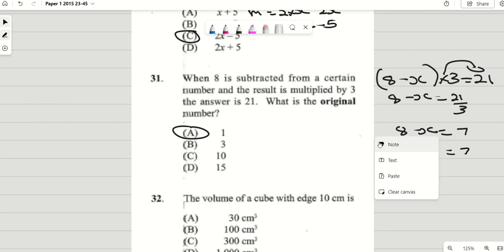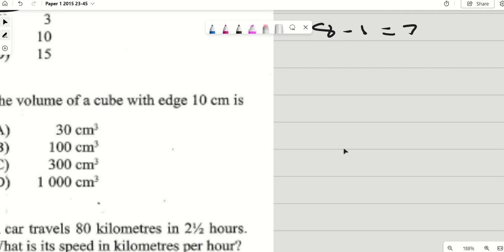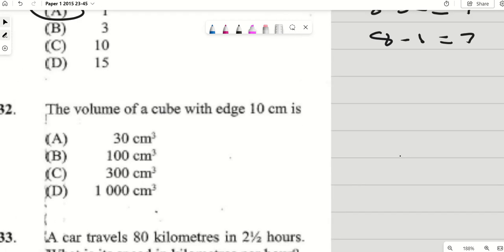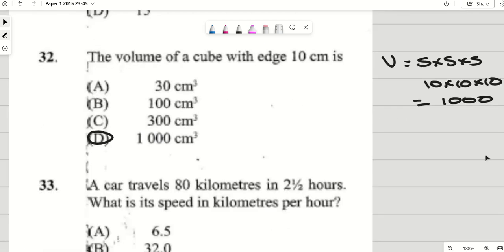Right? The volume of a cube with edge 10 centimeters. We know volume is equal to side times side times side, which is 10 times 10 times 10, which is 1,000. Right? So it would be D. Right, let's look at the next question.